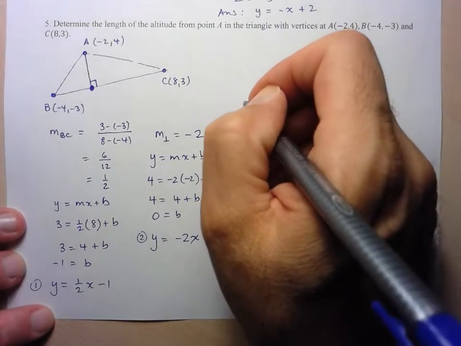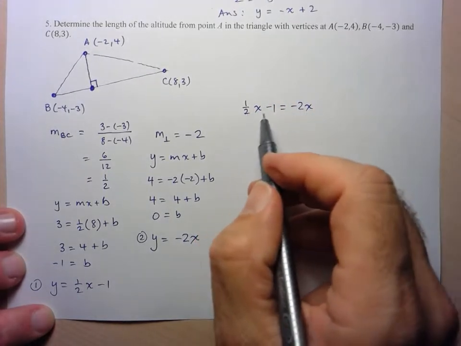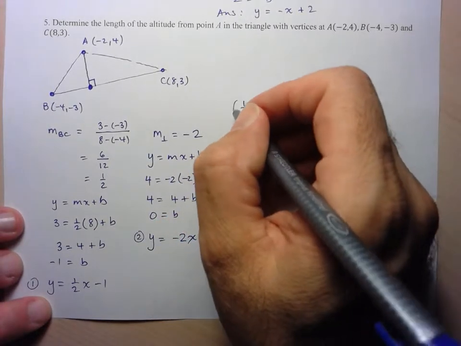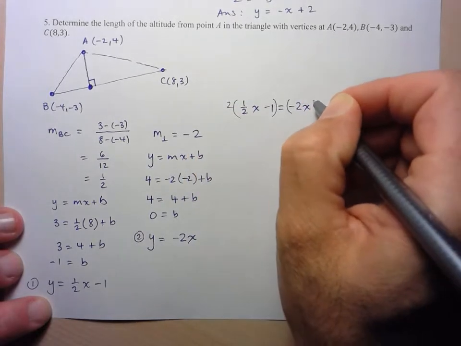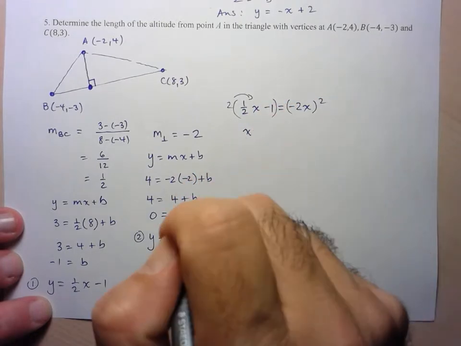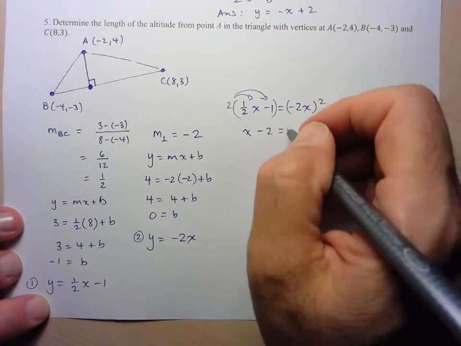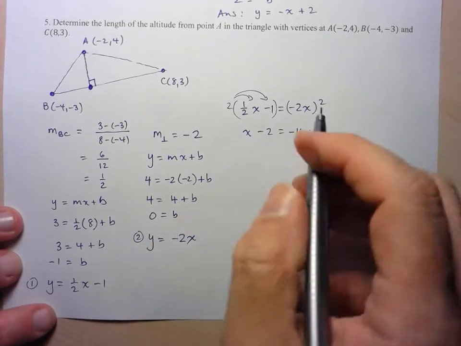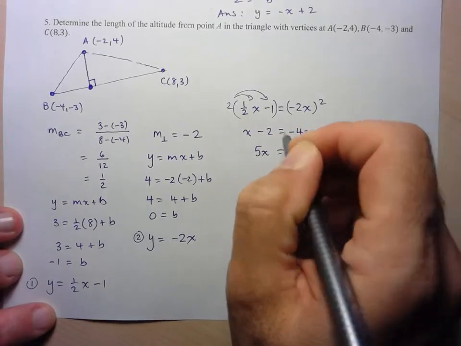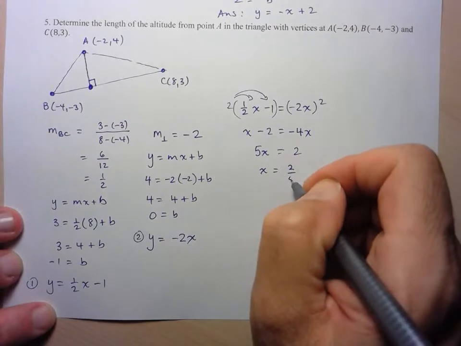We get 1/2 x minus 1 equals negative 2x. And I have a linear equation to solve, so I can find x. And I'm going to do that by eliminating this denominator. So I'm going to multiply both sides by 2. Okay, so 2 times 1/2 is just 1, so I'm just left with x here. 2 times negative 1 is minus 2. And here 2 times negative 2x is just negative 4x. Okay, so I'll bring the negative 4x to the other side, becomes x plus 4x, 5x, equals, bring the negative to the other side, positive, and so x is just equal to 2 over 5.